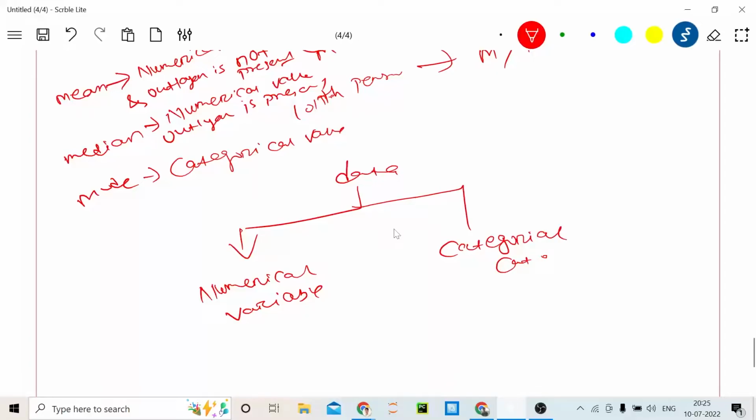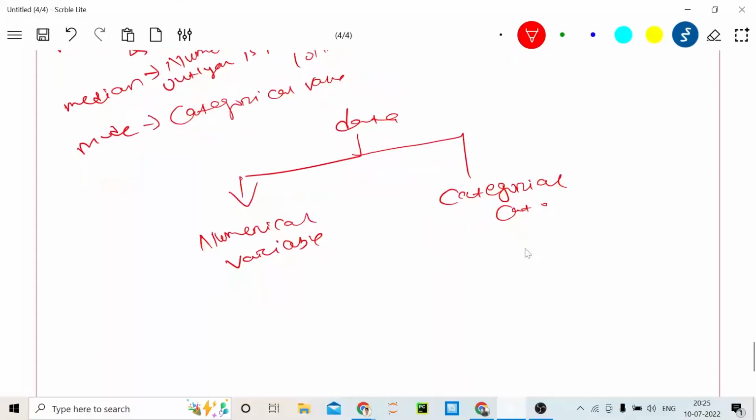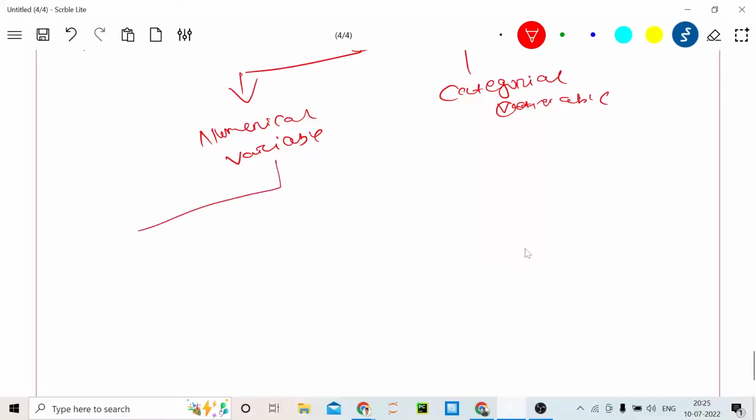A numerical variable has numbers present, so we can add, subtract, multiply, divide, and do some kind of operation. And what is a categorical variable? A categorical variable is like male or female, rich or poor, yes or no. This comes under the categorical variable. The numerical variable is further divided into two types: one is the discrete variable, and the other is called the continuous variable.